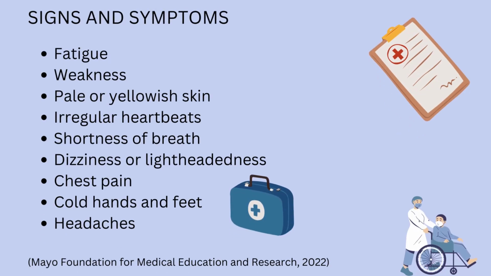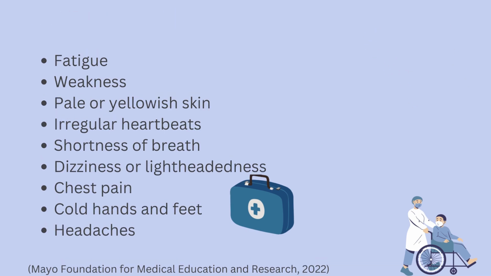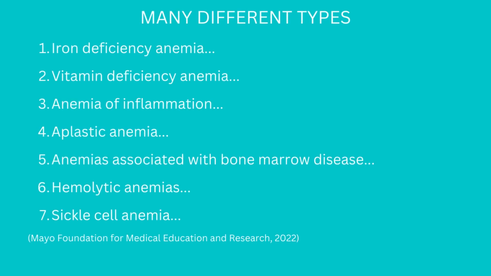Signs and symptoms of anemia are fatigue, weakness, pale or yellowish skin, irregular heartbeats, shortness of breath, dizziness or lightheadedness, chest pain, cold hands and feet, or headaches. There are many different types of anemia.